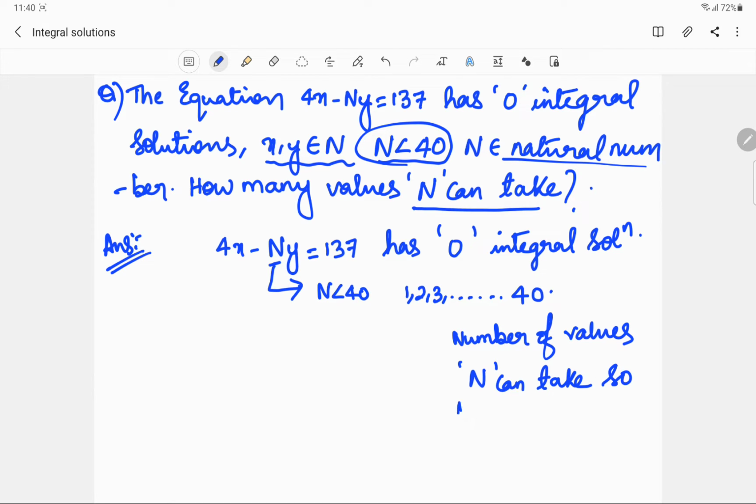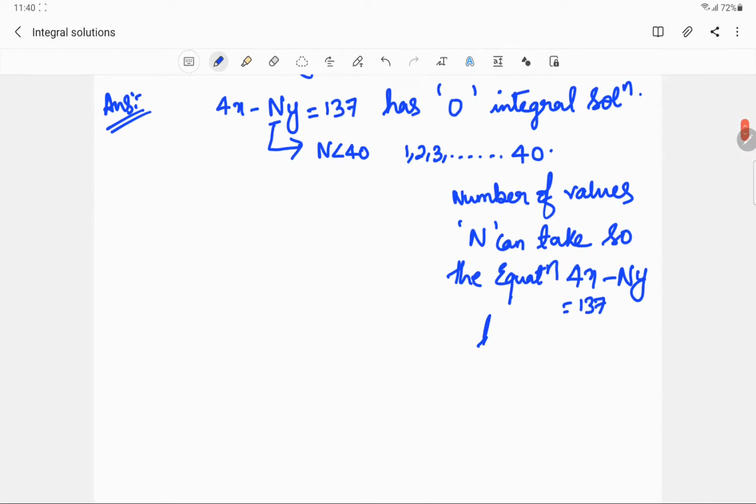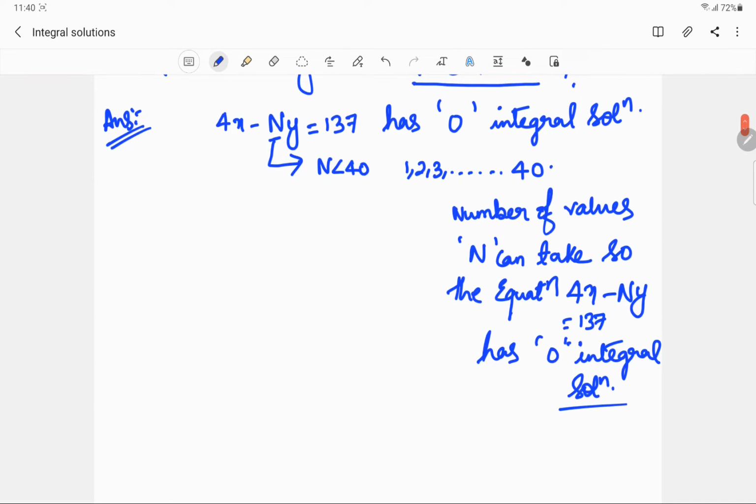So that the equation given above, that is 4x minus ny is equal to 137, has zero integral solutions. This is the question. Now let us start with this. So this is our equation.